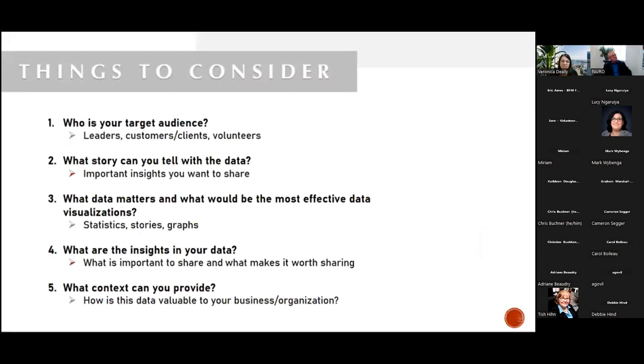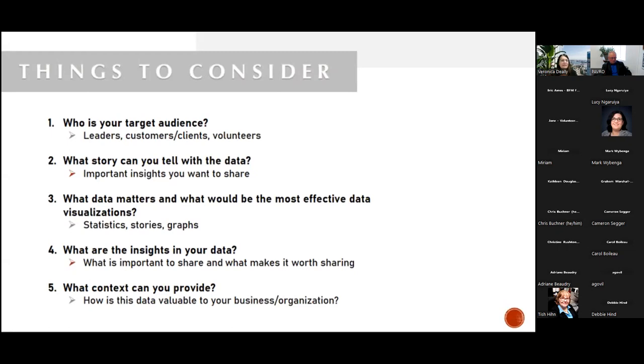Number 2, what story can you tell with the data? So what is important? What insights are you willing to share or wanting to share? Number 3, what data matters and what would be the most effective way to create a data visualization for it? So if you know the data you want to share, is it going to look best shared in a story, a full page story, a 2-page story, a graph, however it is that you think would make it more stimulating for your audience? What is the insight of your data? So what is it that makes your data worth sharing? And if you could really make it so that it's 1 sentence max or a few words max.